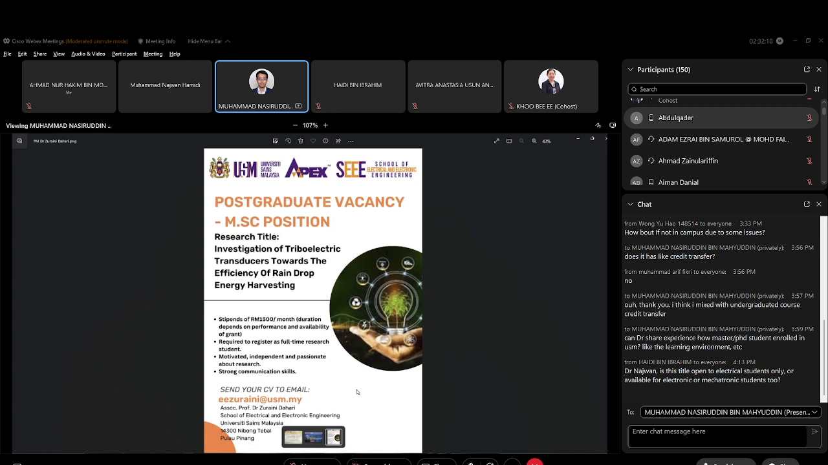As you know, based on my slide, for master by research the minimum semester completion is 2 semesters, which is equivalent to 1 year. But usually the normal mode is 2 years, okay, for research mode, right?